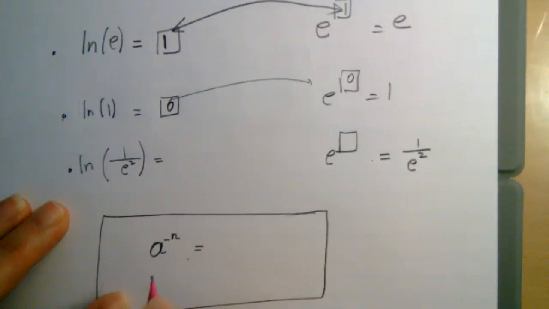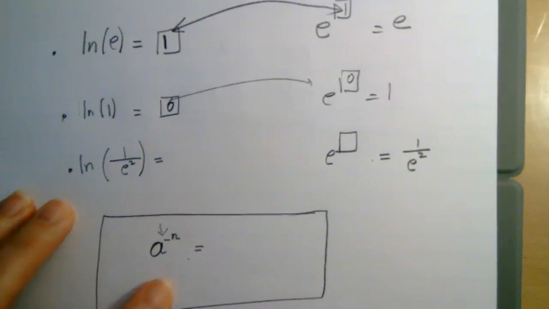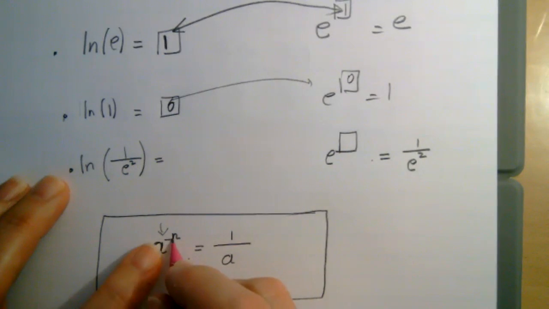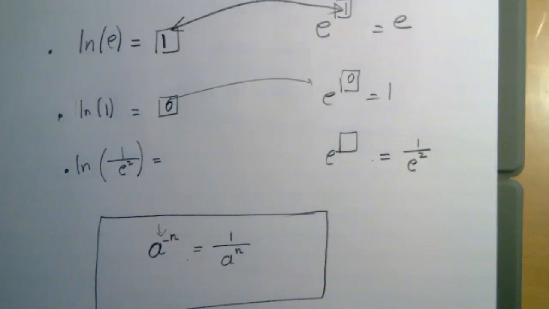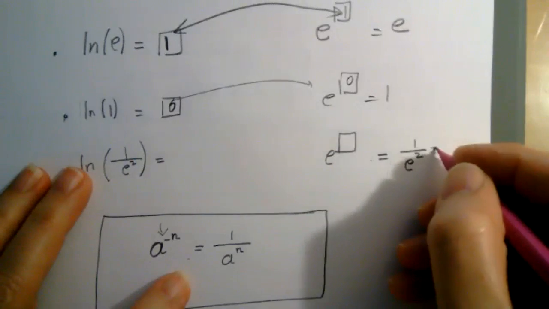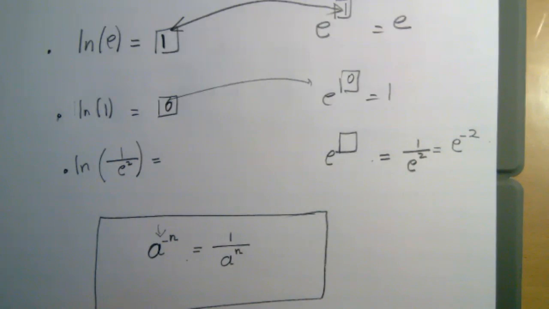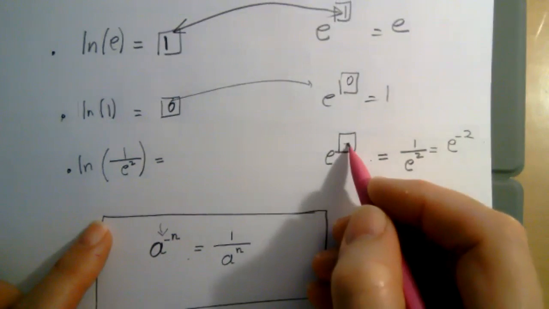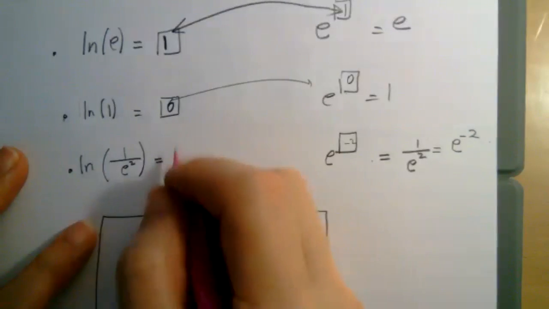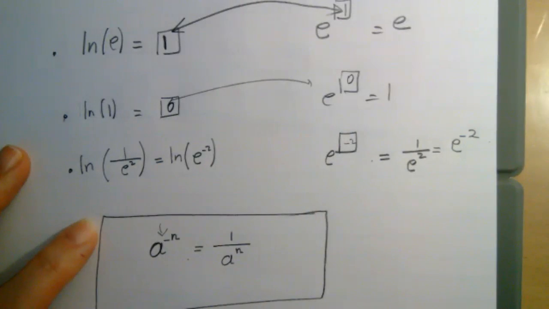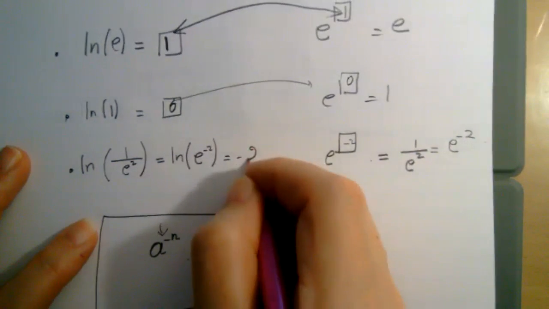It's -2. What's a to the minus n? What does it mean to raise something to a negative power? It's 1 over a to the n. We don't change n, we just change the sign. And that's crucial. Okay? So 1 over e squared is e to the -2. So now the power here is -2. So ln of 1 over e squared is basically ln of e to the -2. It means it's -2.